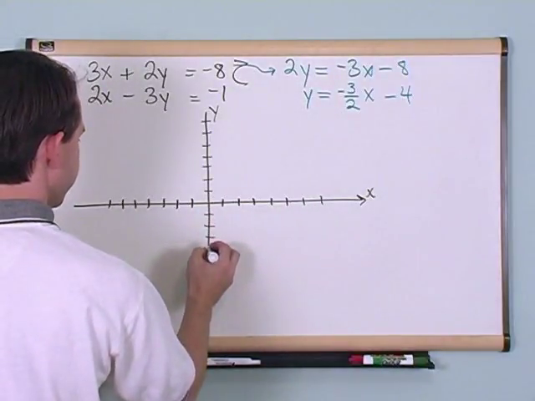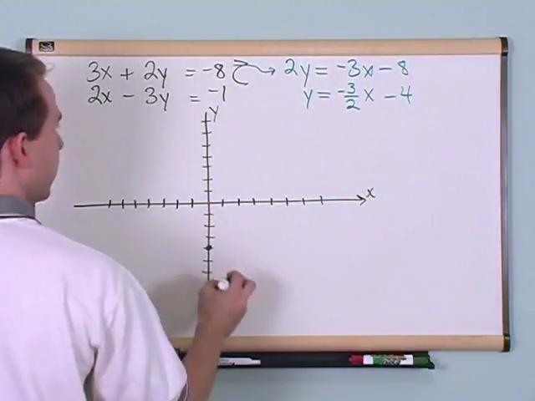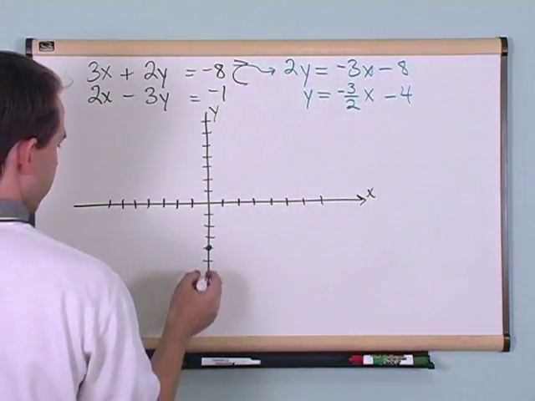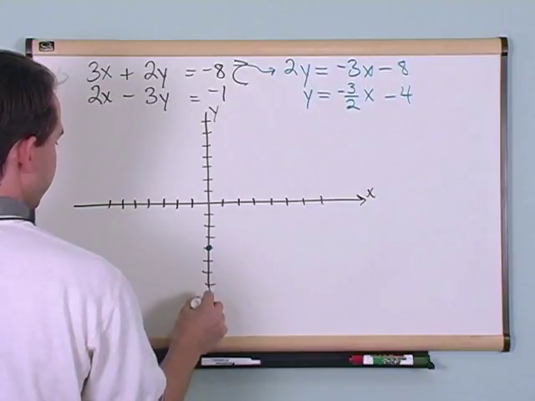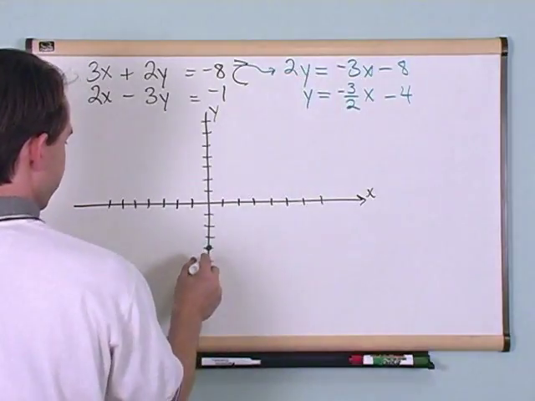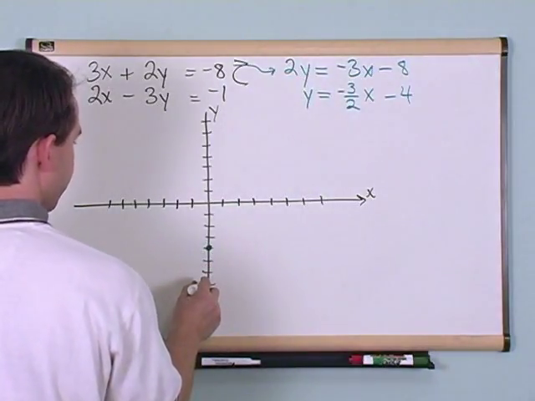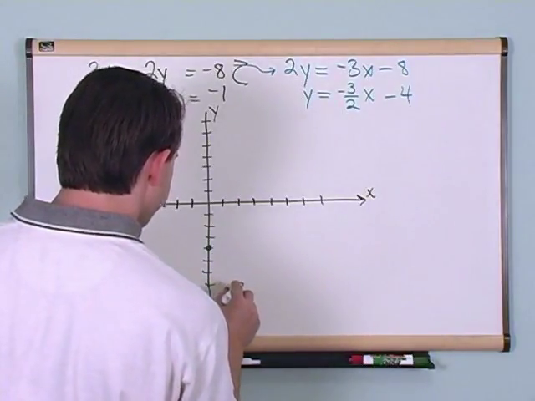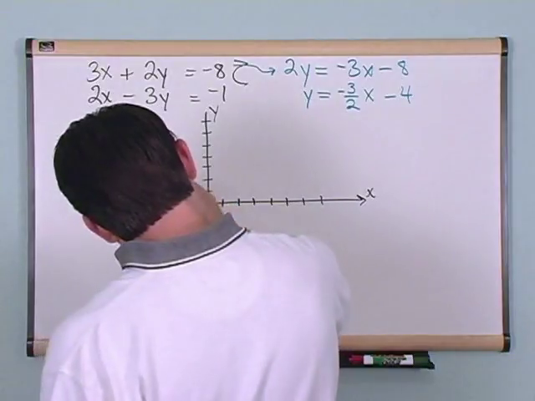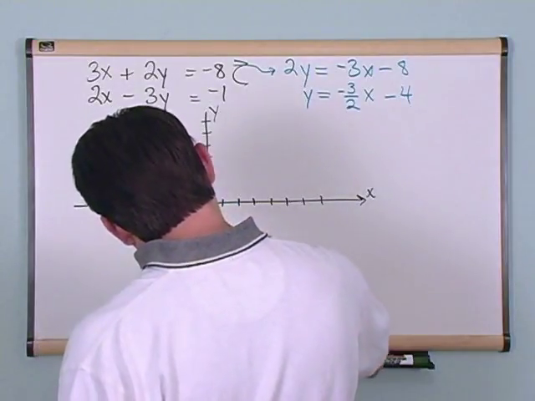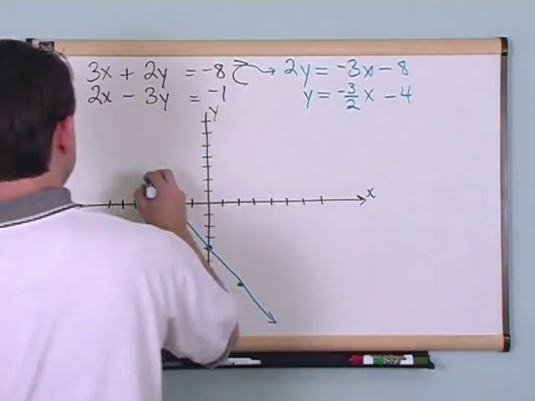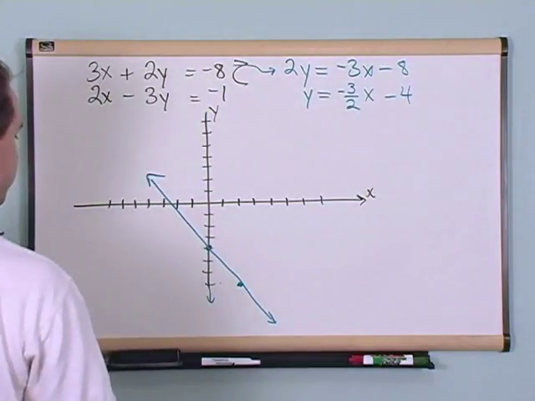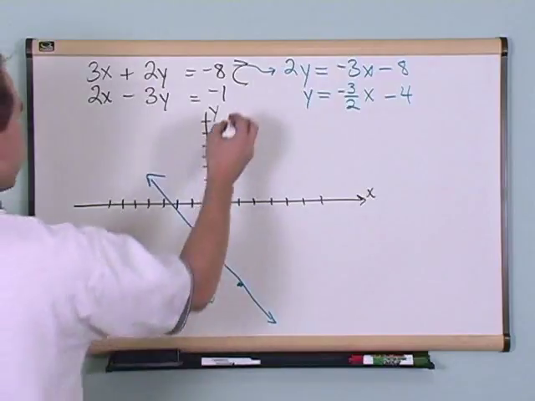Negative 1, 2, 3, 4 down here. My slope is negative 3 over 2, which is rise over run. So I just need to make sure and rise downward because it's negative. So negative 1, 2, 3, and then over 2 times to the right, which is over here. So that if I do this right, my line is going to look something like this. Okay? So I'm halfway home. All I need to do is figure out the rest of it.